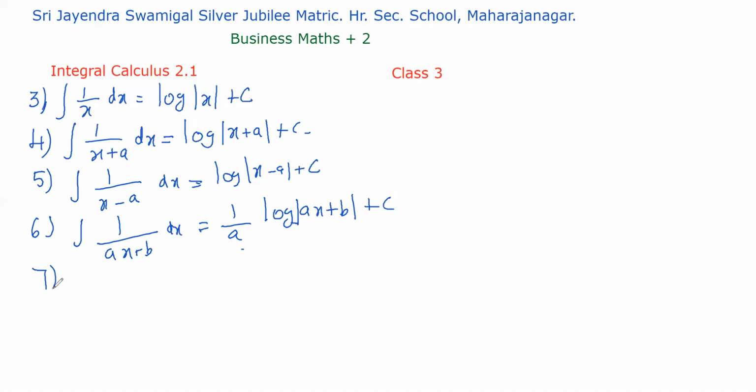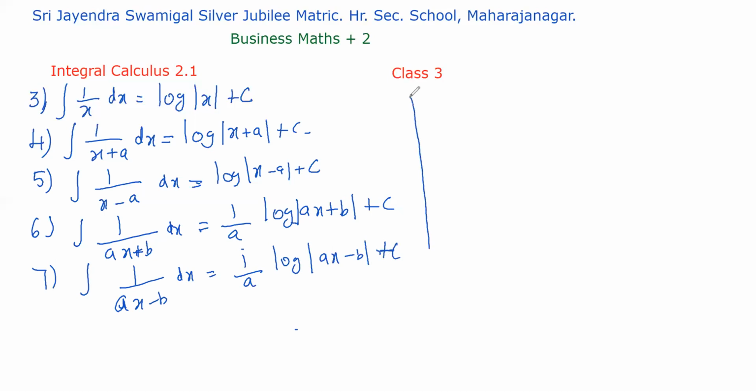Then formula 7, the sixth one was ax plus b, then the seventh one is ax minus b. Integral of 1 by ax minus b dx is equal to 1 by a log of modulus of ax minus b plus c.